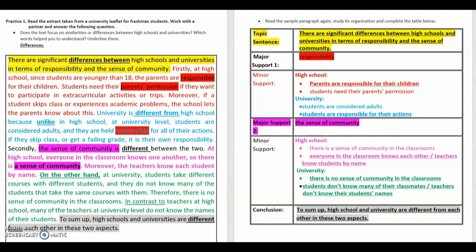Okay, we have the summary sentence at the end of our paragraph. To sum up, high schools and universities are different from each other in these two aspects. This sentence gives us an overview of the whole paragraph. It wraps up the paragraph and gives the summary.